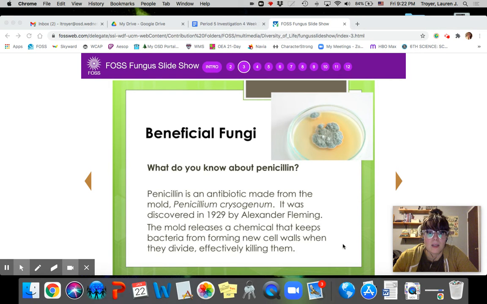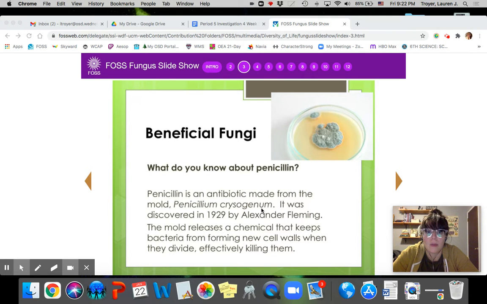Beneficial fungi. So here's one way fungi are beneficial, and this also is about penicillin. So this answers B and C if you get creative. What is penicillin? What do we know about it? It's an antibiotic. So it's used to treat bacteria infections. You may have taken it.